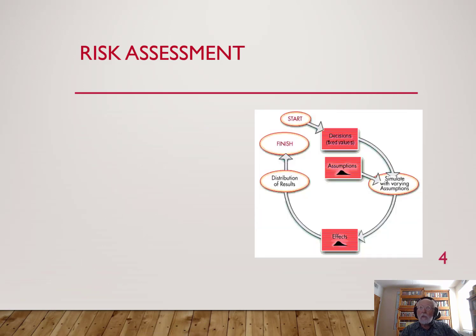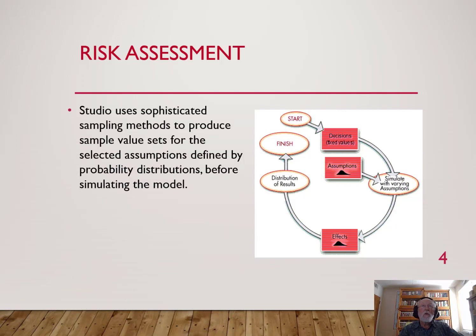Okay, here's a stylized flowchart of how you might do this. You have a starting point where you look at what Studio calls decisions and then assumptions, and you simulate the model with those varying assumptions. You get the effects as a result, and then you can look at how those effects are distributed, and then you're finished. So it uses sophisticated sampling methods to produce the sampling values, and they're defined by probability distributions before the model starts running.